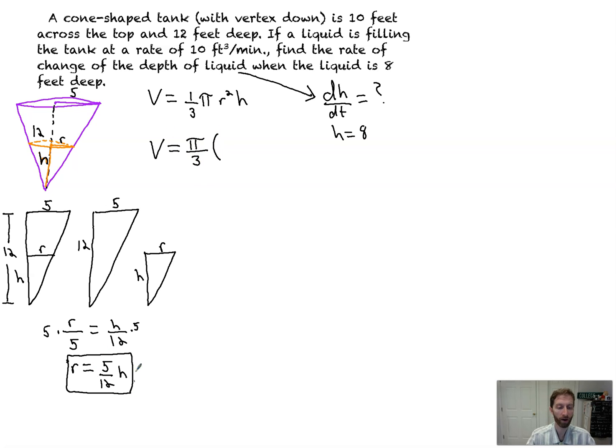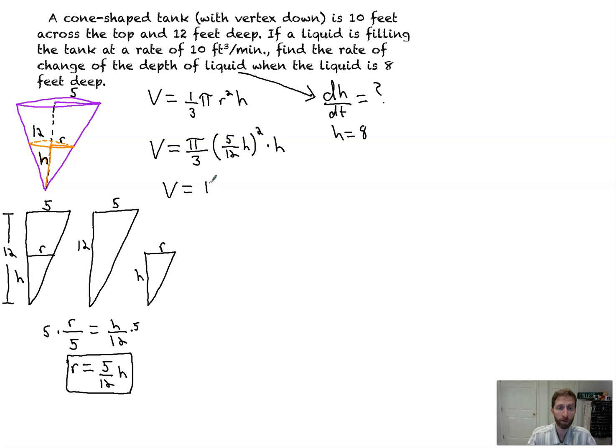So pi over 3 times r squared. So that'd be 5/12 h. The numbers will get gross, but we can handle this. Squared times h. Oh yeah, we're getting there. So again, now we've got one variable on the right side, and it's the variable that the problem is in terms of. If the problem gave you information on the radius and asked about the radius, we would have solved for h in terms of r.